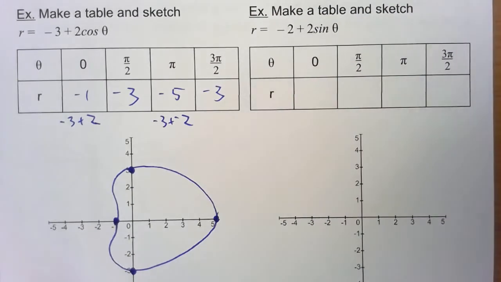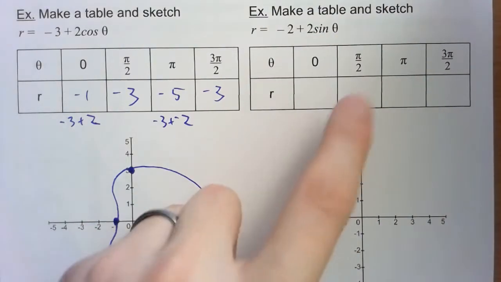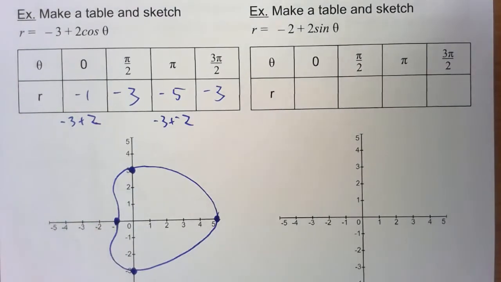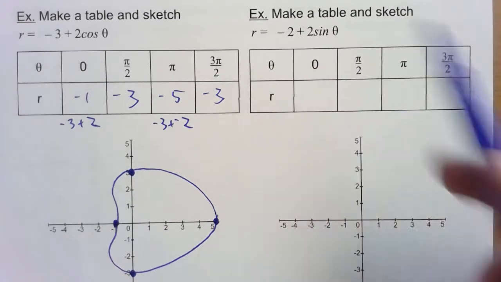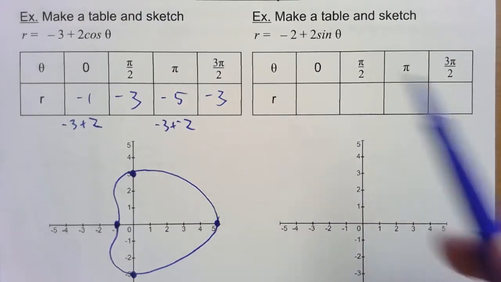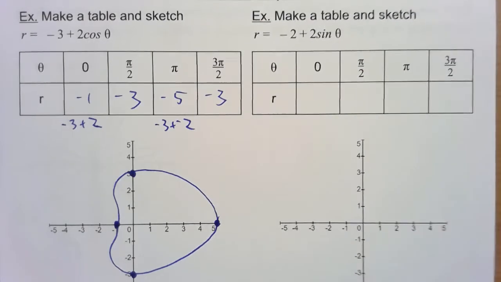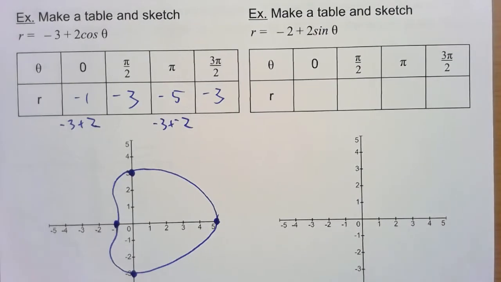Right now, all we're doing is we're just making a table, plugging in numbers, plotting points, just doing it in polar instead of x and y, doing r and theta. So why don't you go ahead and try the second one here. Fill out that table and then sketch those points.